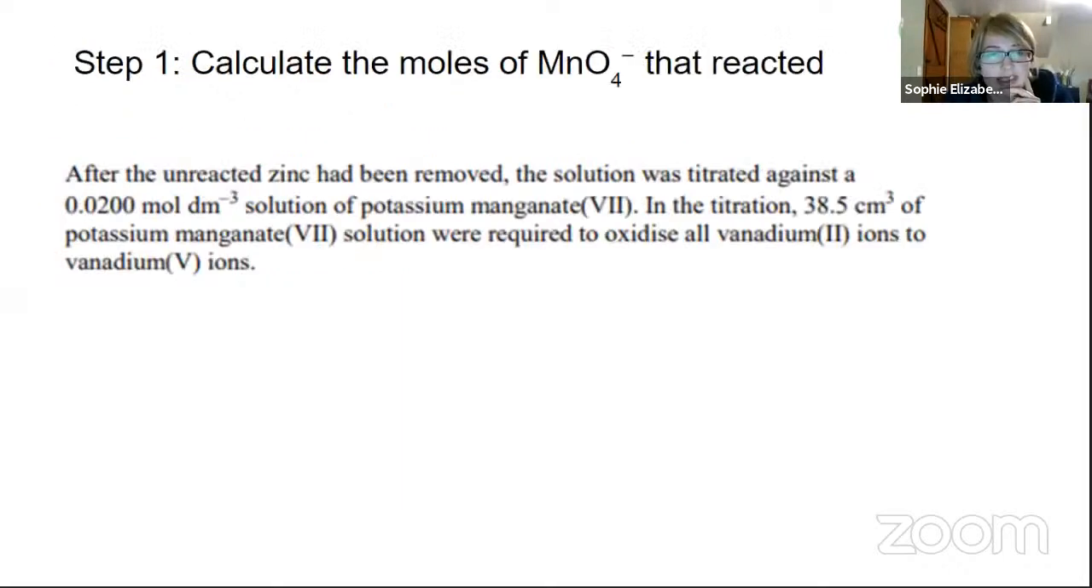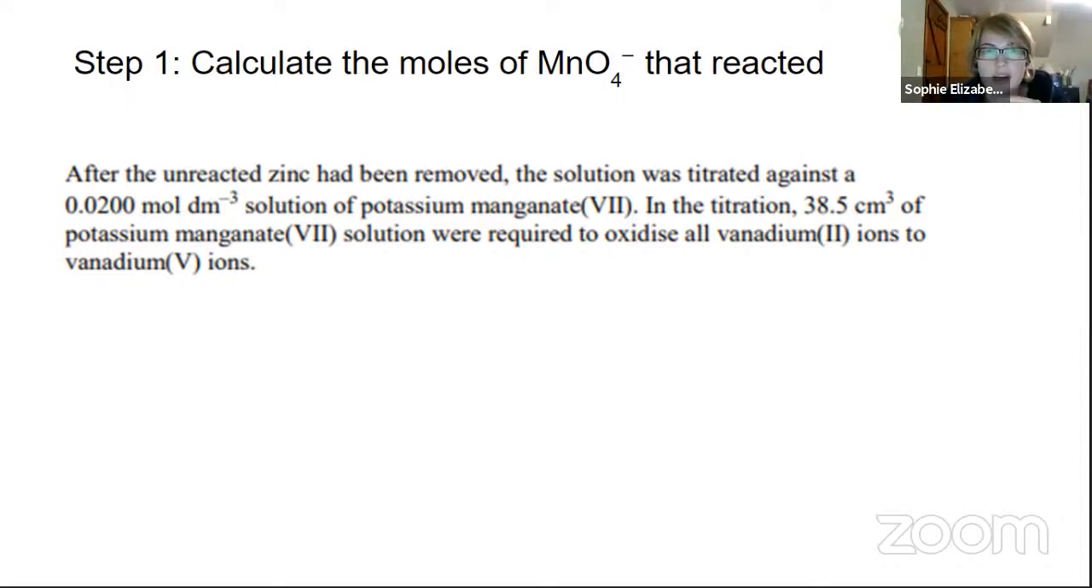So step 1, whenever you get anything of this kind, inevitably you're going to need to calculate the moles. In redox titrations, you will be given one species. Oftentimes it is manganate, permanganate ions, I think, is the classic that you guys will learn about. But even if it's not that, you will have one species that you know the concentration for.